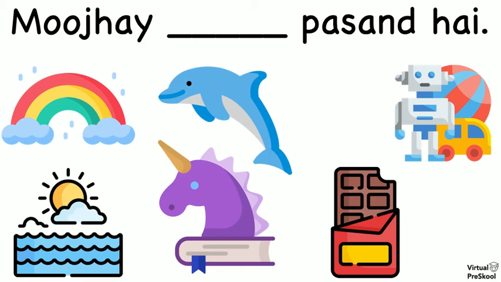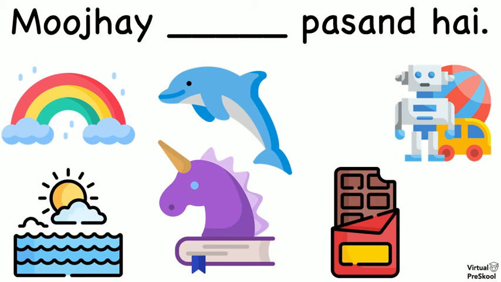What about dolphins? Dolphin in Hindi is dolphin. So put it together. I like dolphins. Mujhe dolphin pasand hai. What about toys? How would you say I like toys? Mujhe toys pasand hai. Or the Hindi word for toys is khilone. Mujhe khilone pasand hai.